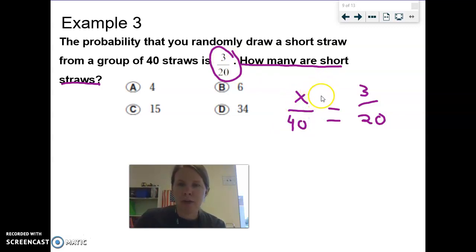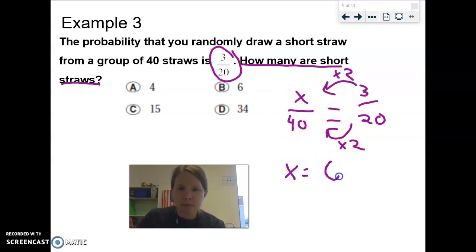Then I can use cross multiplication, or if you notice the pattern, we've talked about those patterns of either division or multiplication. I noticed that from 20 to 40, it's a multiple of 2. So I think it's going to be easier to just multiply by 2. The top part, my x, would be 3 times 2, which gives me 6. So my answer choice would be B. Out of a total of 40 straws, 6 of them are going to be the short straws.